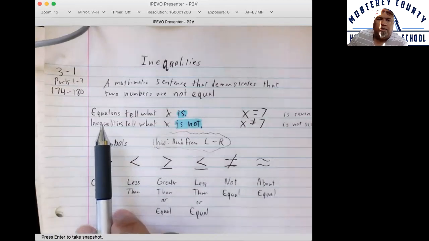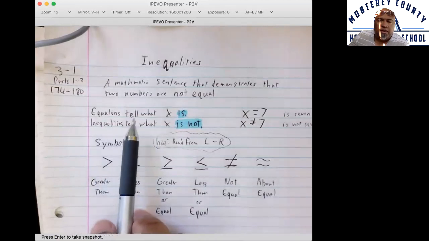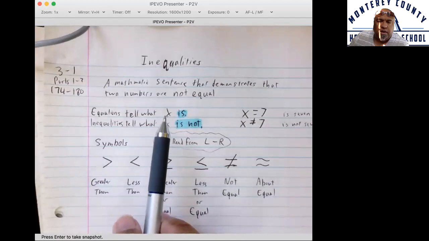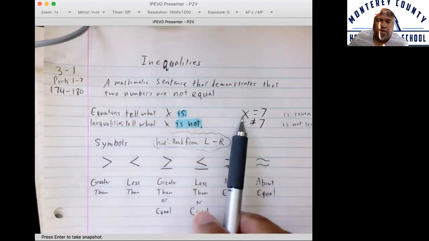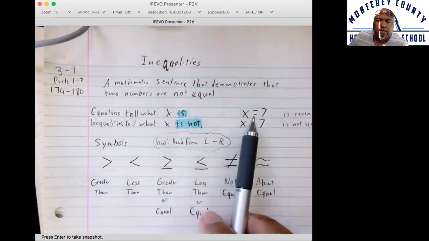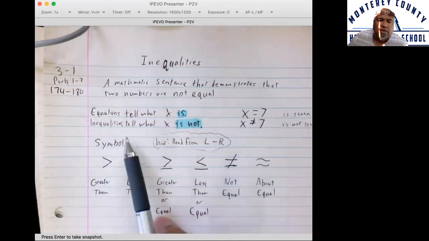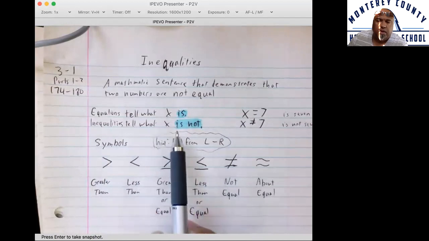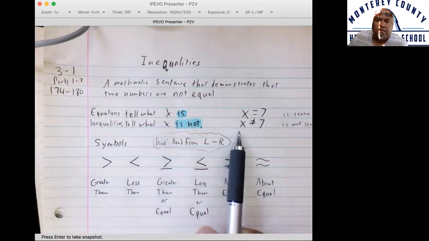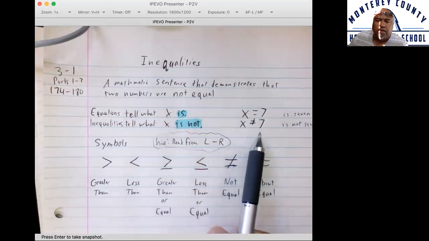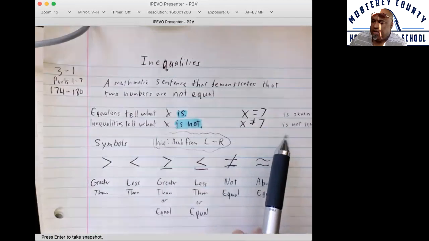Now I want to contrast this with the idea of an equation. An equation tells you what x is, or whatever variable that you're using. For example, in this solution here we have x equals 7. So we can say with confidence that x is 7. But an inequality, in contrast, tells you what x is not. Okay? So here I have the solution to an inequality. X is not 7. And we can say with surety that it is not 7.